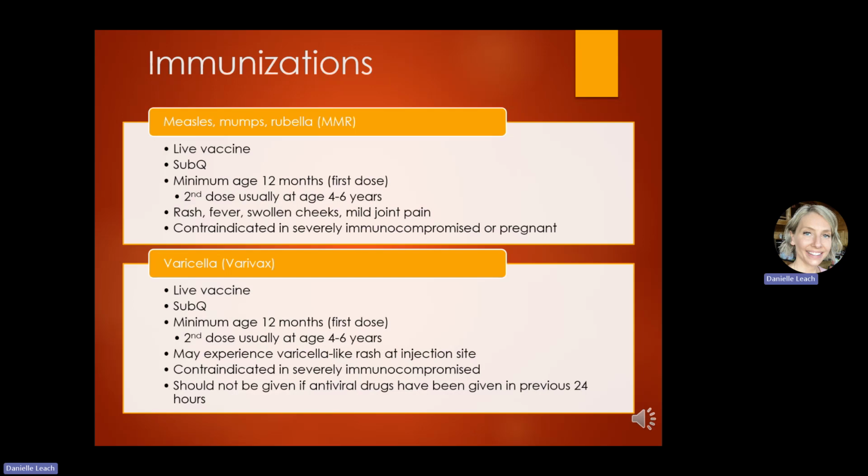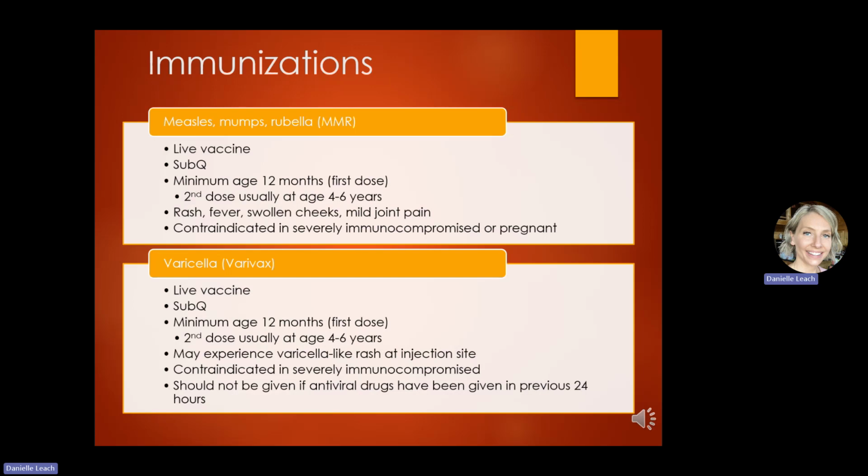The MMR vaccine, which protects against measles, mumps, and rubella, and the varicella vaccine, which protects against varicella or chickenpox. These two are similar because they are both live vaccines. They are both given subcutaneously instead of intramuscularly. For both of them, they need a minimum age of 12 months for the first dose, and the second dose is usually given at age 4 to 6 years.